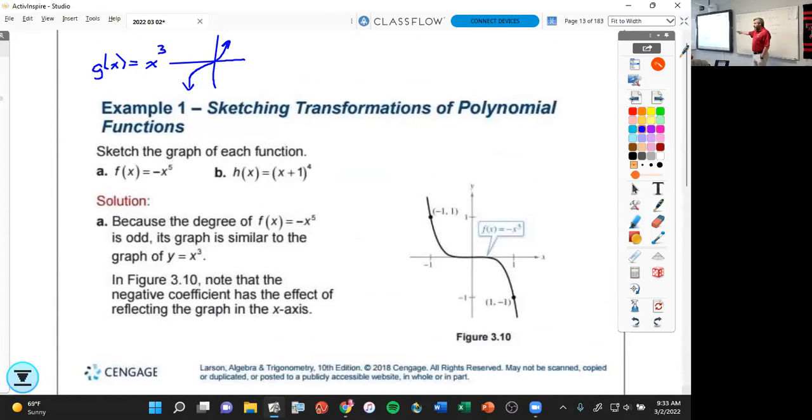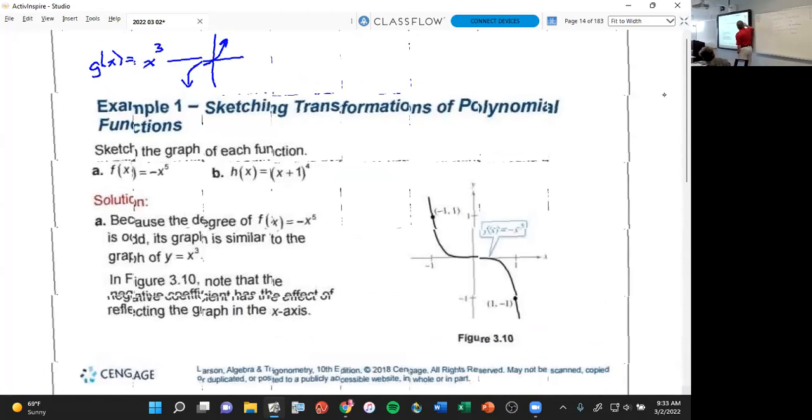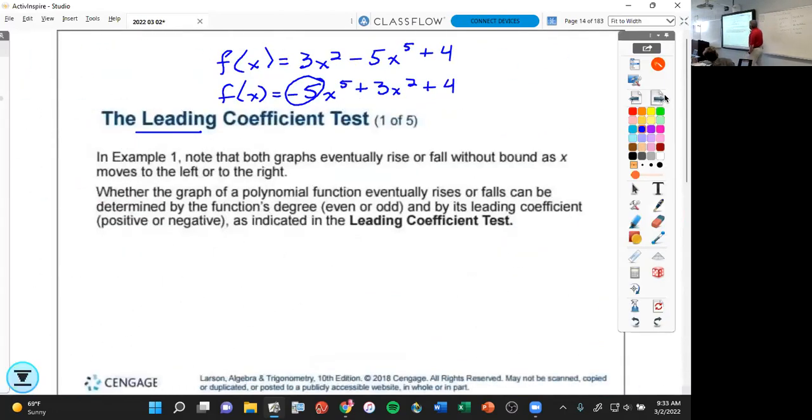So when a function is odd, what do the ends do? Opposite directions. That's important to know. Some of you are better at odd, some of you understand even.